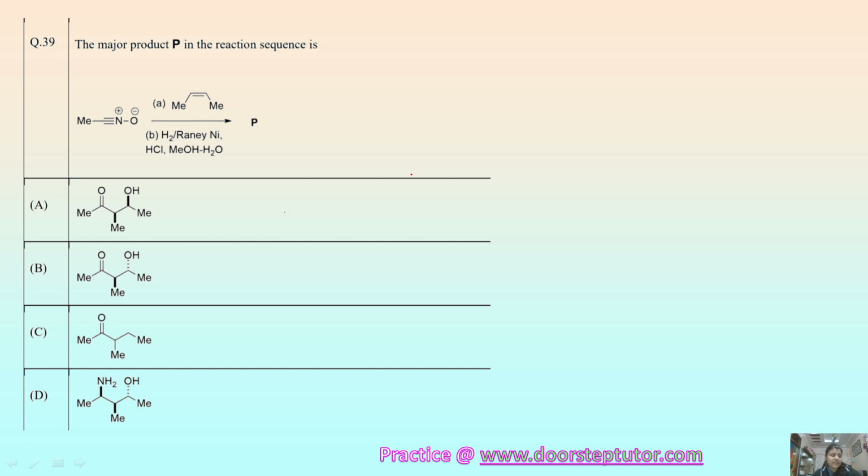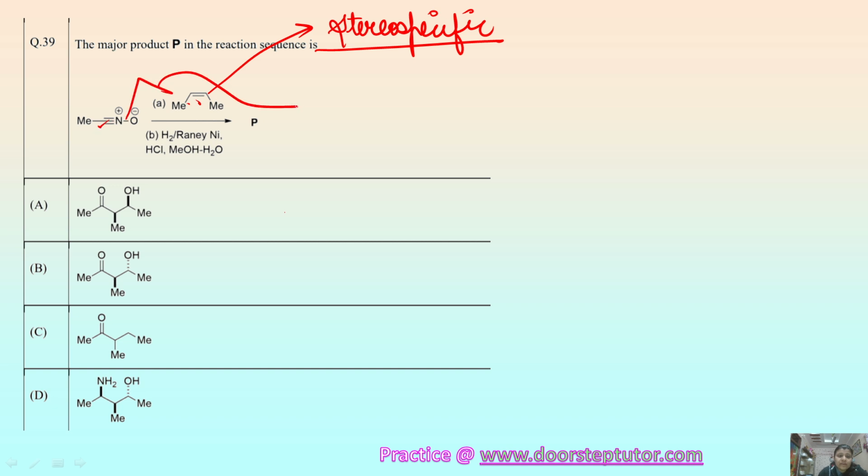This question is very easy if you know which particular product is forming. If you know that this particular reaction is stereospecific, then it becomes very easy to solve the question. So we have an alkyne, we have this alkyne in the dipole form. If this and this react, then you are going to get a product like this.